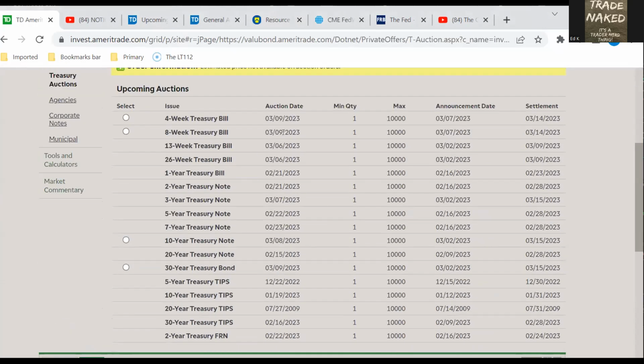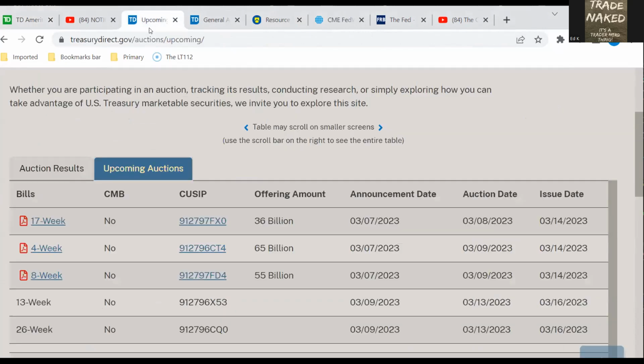So the auction date is the 9th. That's 2 days from now. The announcement is the 7th. I'm going to pop over here to treasurydirect.gov, auctions upcoming. You just hit the refresh button, and it tells you the 4 and the 8 week are announced. The announcement date is when it starts being available. The auction date is when it's too late to enter your order. These are 2-day order entry periods. You can enter it on the 7th or 8th, and then the auction goes off on the 9th. It settles on the 14th, and the 14th is when you start accruing your interest.